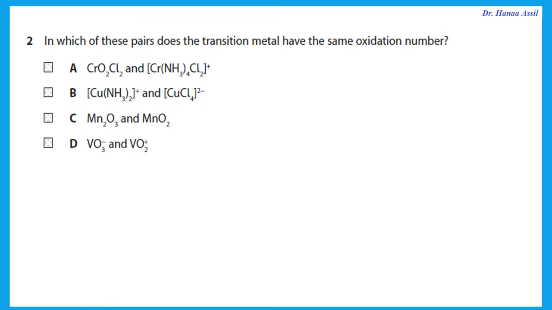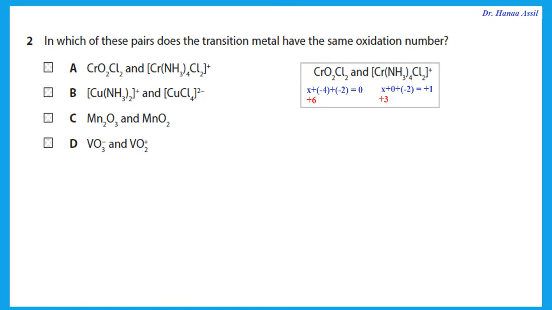In which of these pairs does the transition metal have the same oxidation number? Well, let's calculate the oxidation number. You should be able to calculate oxidation number of each. So chromium in that first species, we don't know what it is. Each oxygen is -2, so the two oxygens are -4. Each chlorine is -1, so I have two of them, so that's -2, and the overall is 0. Calculating for the oxidation number of chromium, in that case, it comes out to be +6.